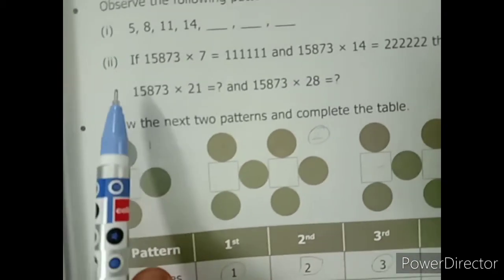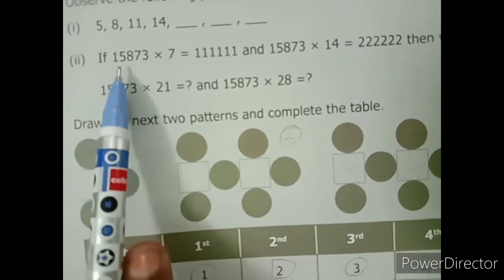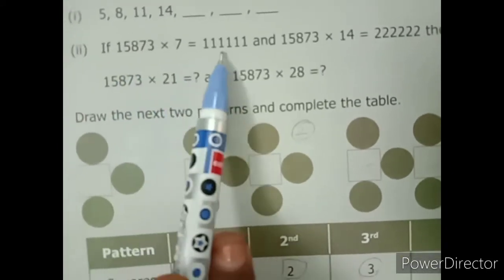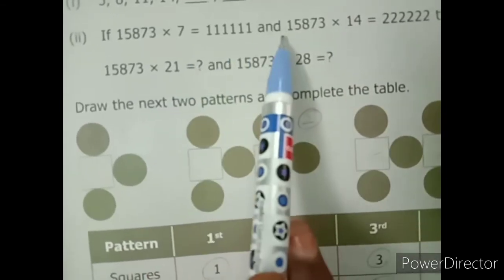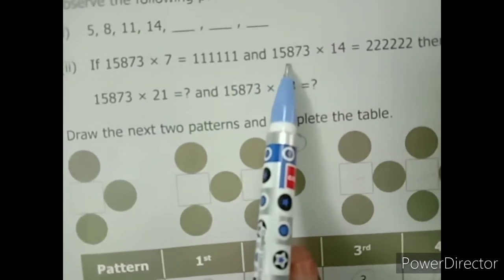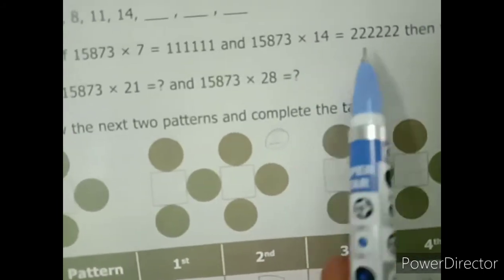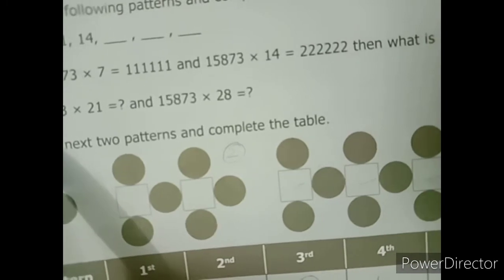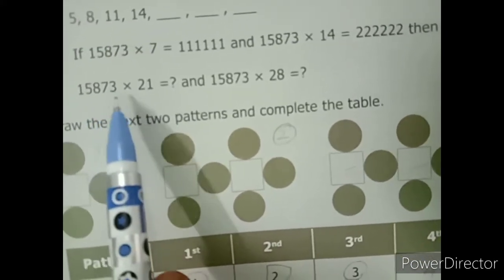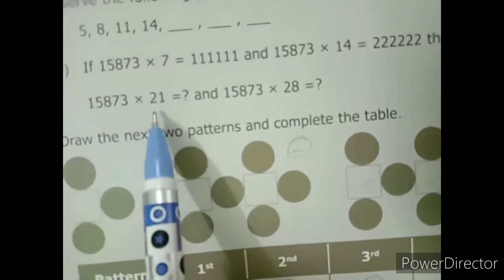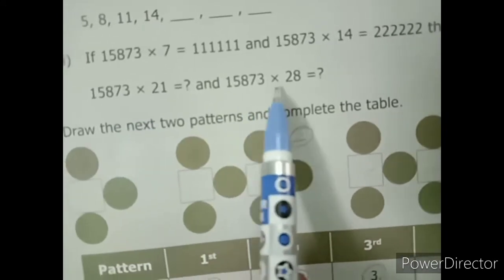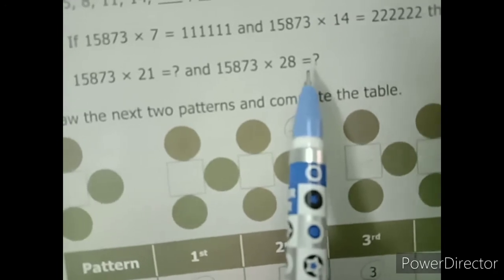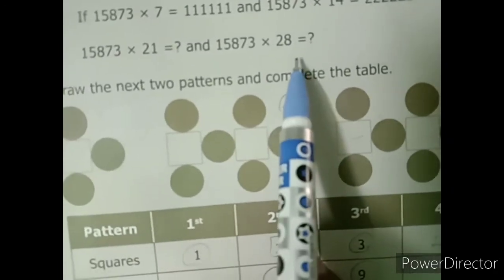See the next question. If 15,873 multiplied by 7 gives this answer, and 15,873 into 14 gives this answer, then what is 15,873 multiplied by 21? And the same number multiplied by 28. So what will be the answers? We'll find it now.